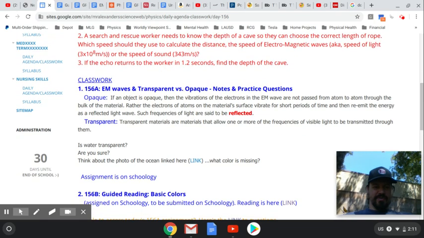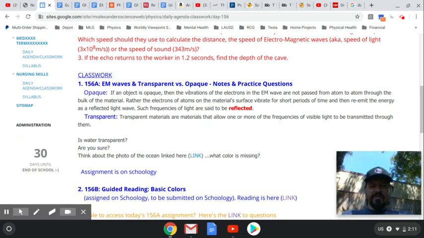Okay, so moving on. E&M waves and transparent and opaque. A little bit of notes and some practice questions. So, opaque.